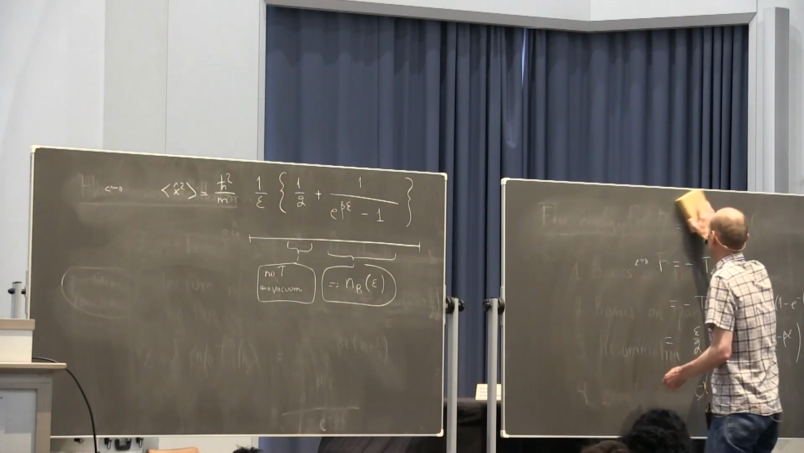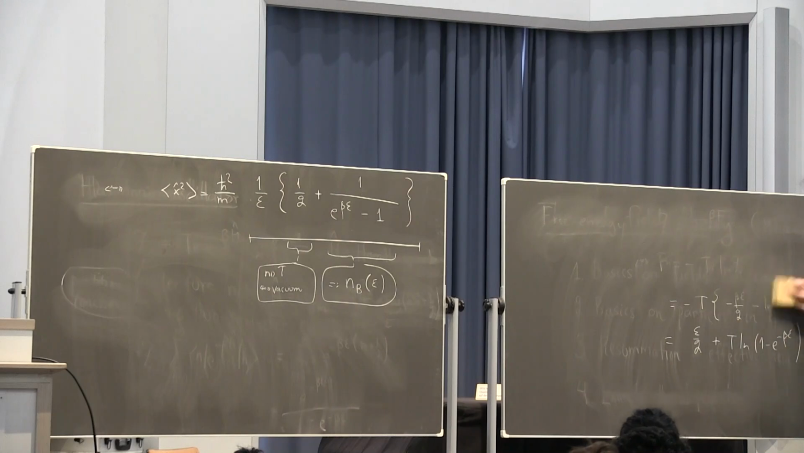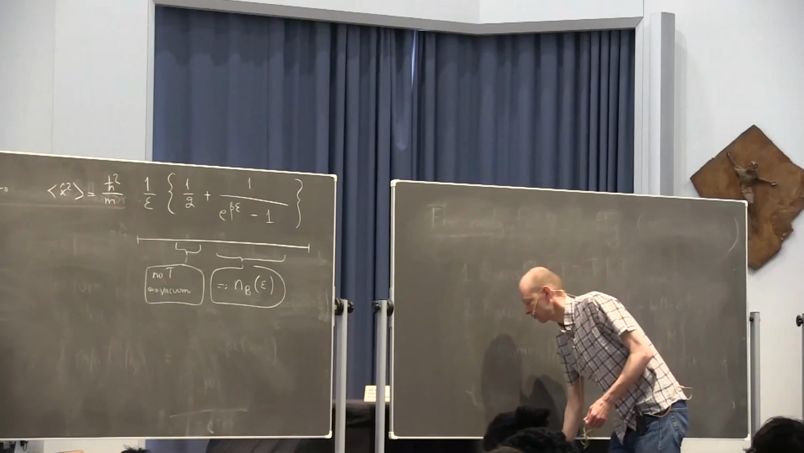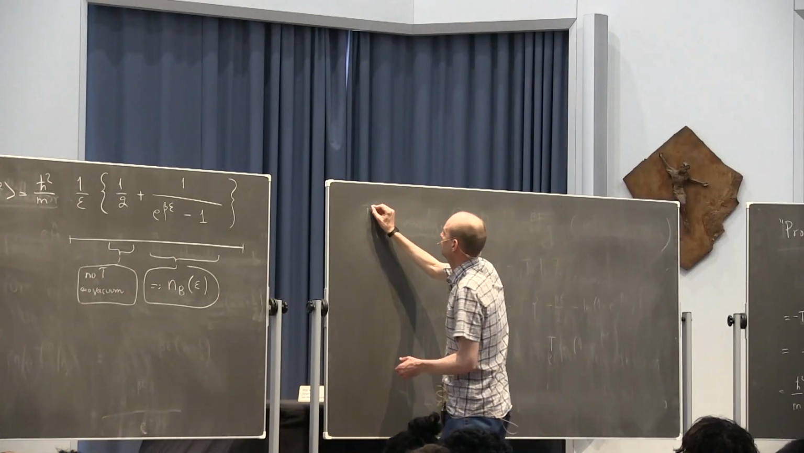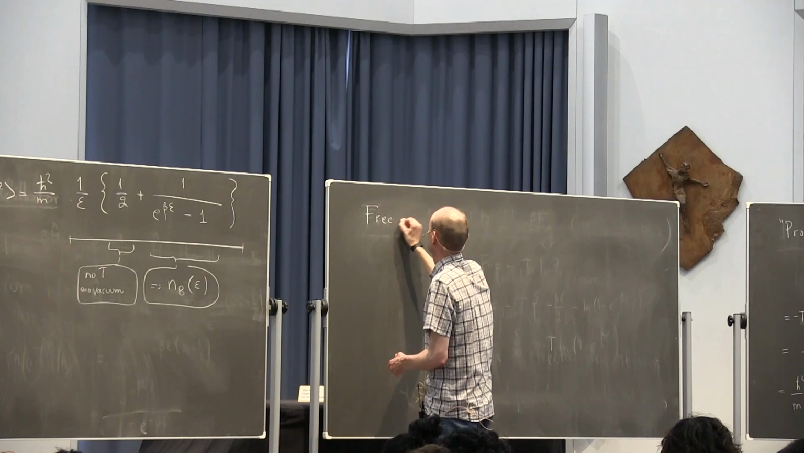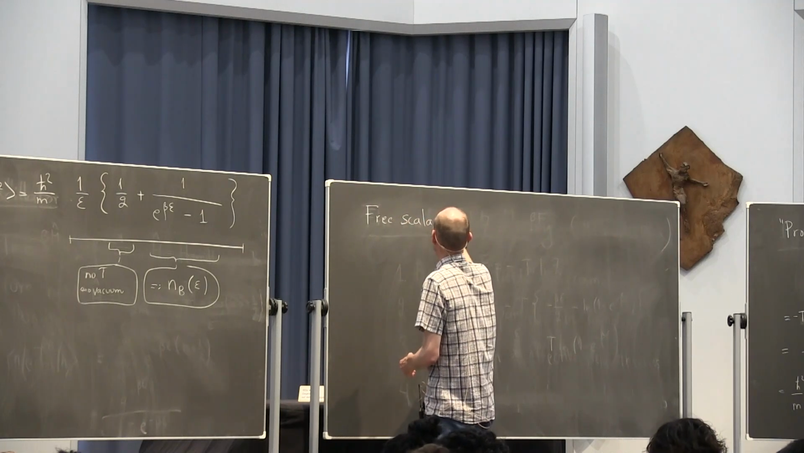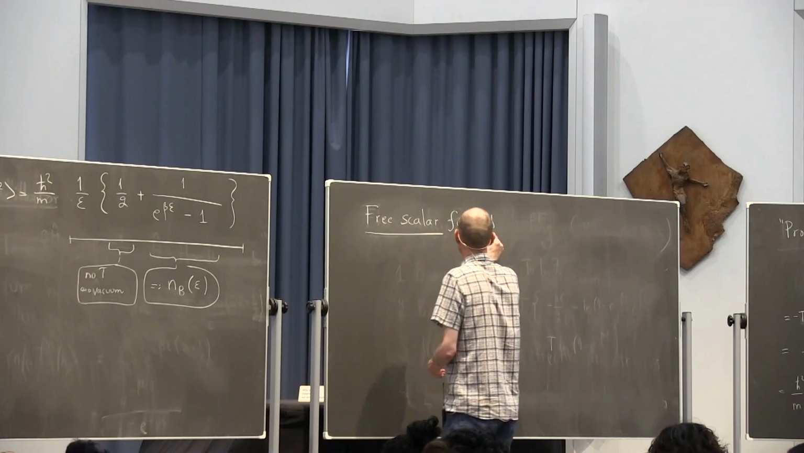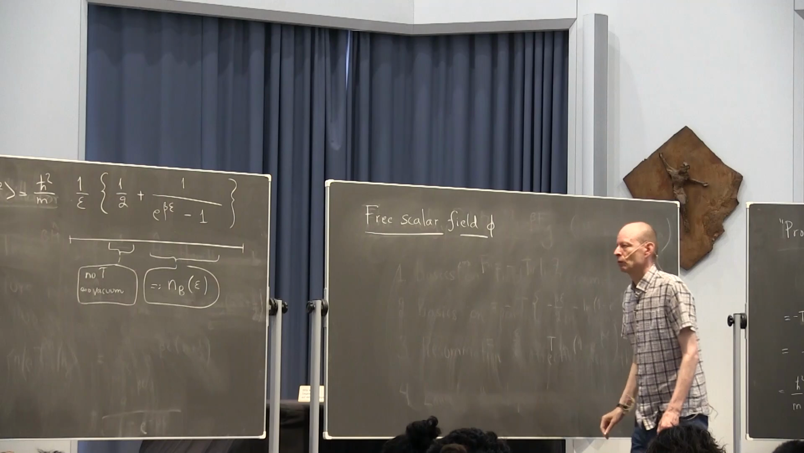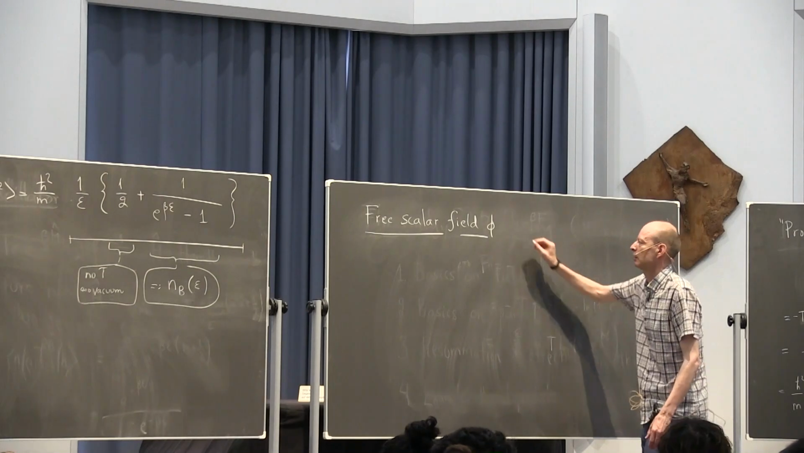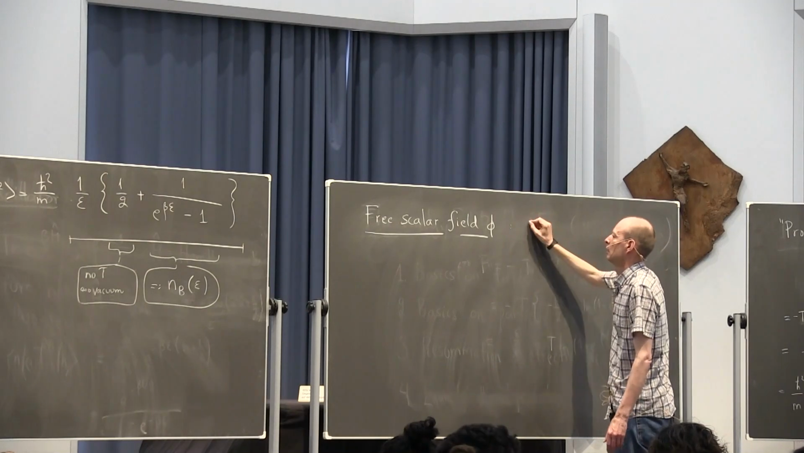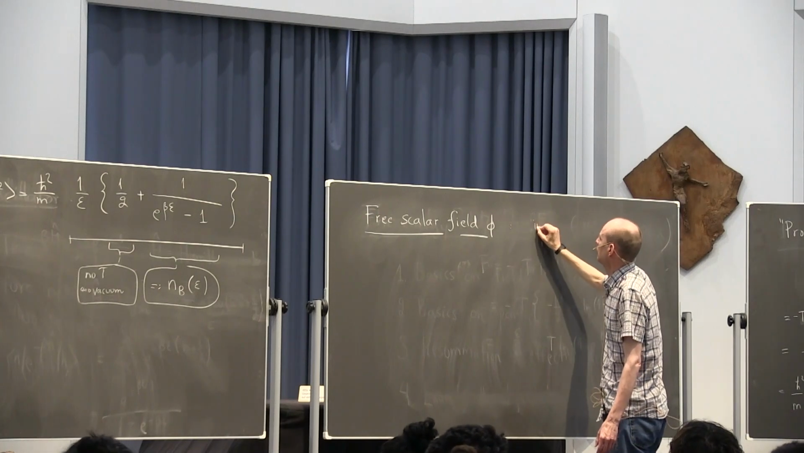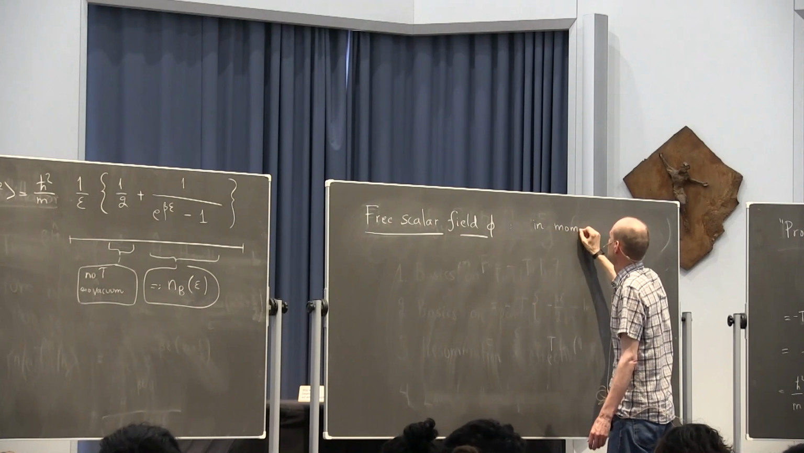So now we want to then generalize this to field theory. And so first we consider a free scalar field phi. And well, a free scalar field is really, one can view it as a collection of harmonic oscillators, or precisely in momentum space.